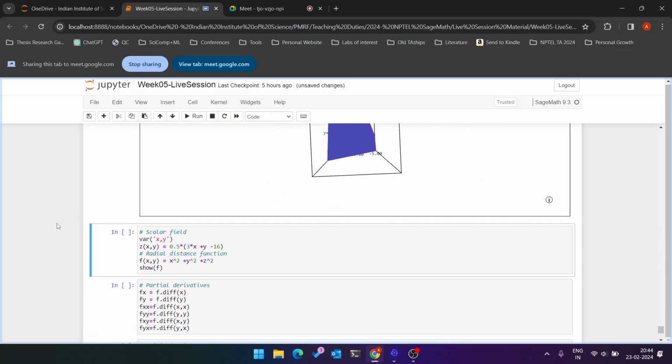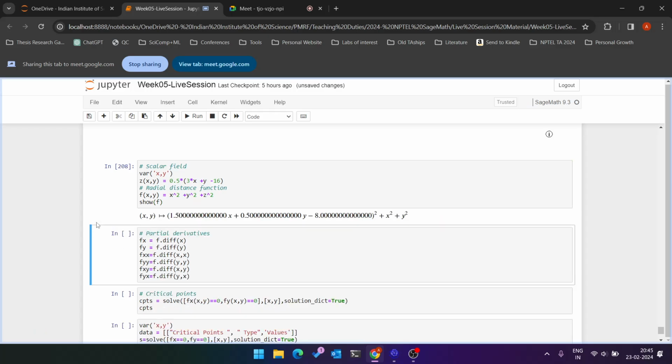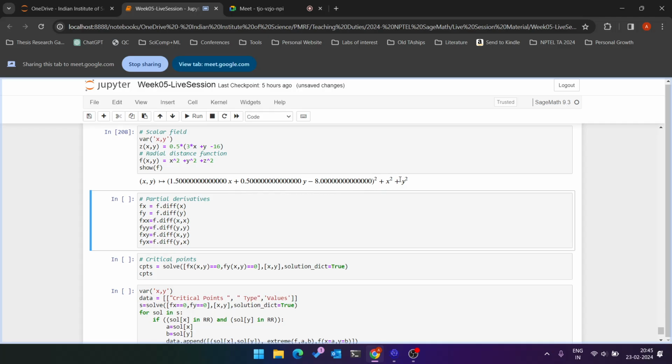And now what I am doing is creating a new scalar field z of x, y, which is basically the same equation for the plane, but it has now been flipped around to make z a function of x and y. So it basically is half of 3x plus y minus 16. Then I'm defining a different function called the radial distance function, which is nothing but the Euclidean distance between my point x, y, z and the origin, which is x square plus y square plus z square. Right. So this is how my function f looks for x and y.